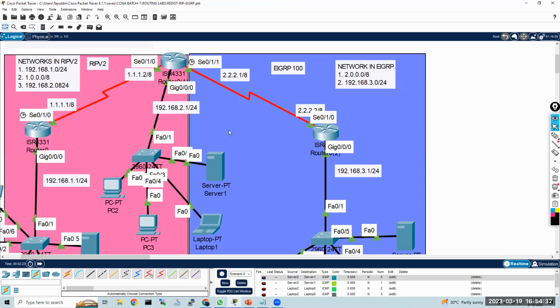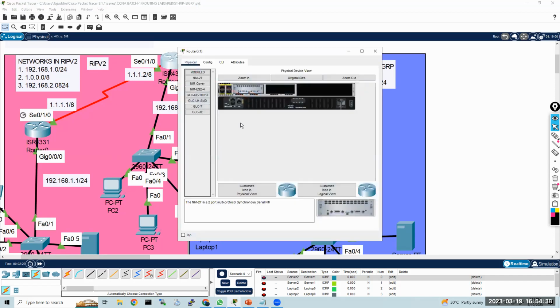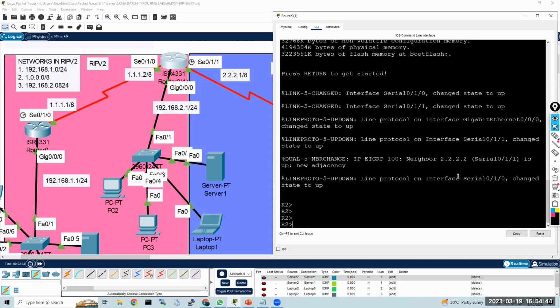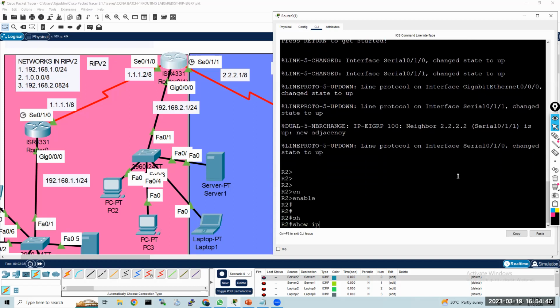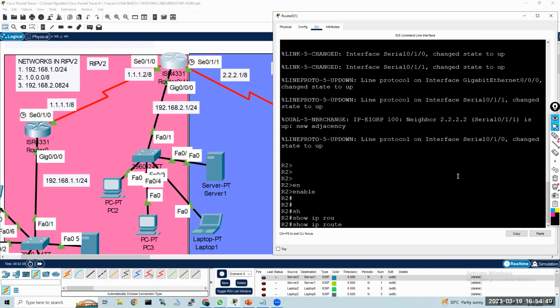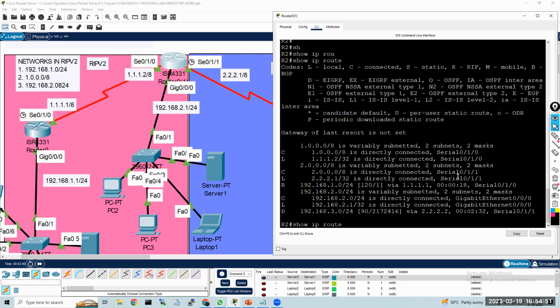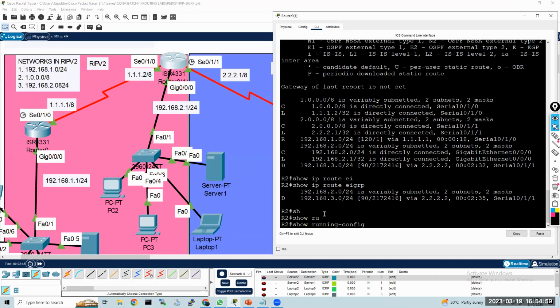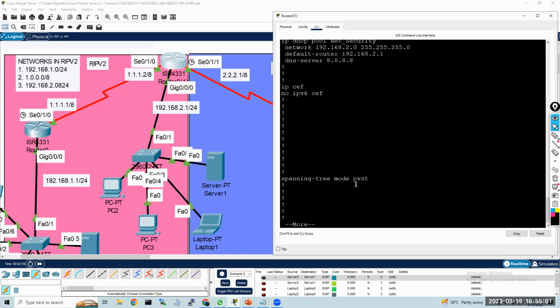The redistribution should be done on the center router, which connects the two different routing protocols. So this is the main router. Let's see what they have configured for the redistribution. Show IP route, show IP route EIGRP. So it has learned the three networks. Let's see how they have configured it.